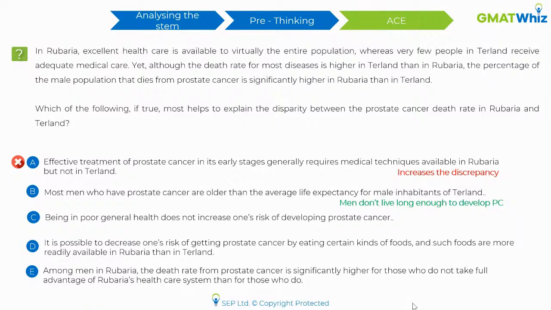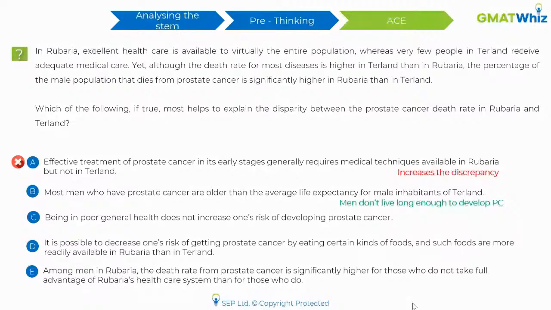Men probably don't live long enough to develop prostate cancer, because we are saying they are much older than the average life expectancy. So the ones who do have prostate cancer are a segregated few. They are not the average ones who usually die at a certain age limit. So this tells us that this could be a reason why the death rate from prostate cancer is very low. Hardly anybody reaches the age where that person can develop prostate cancer. If you don't contract prostate cancer, how are you going to die from it? So people die much before they can even contract prostate cancer. This lets us understand why in Thailand you don't have a higher death rate of prostate cancer than in Ruberia. So I'm going to keep B.